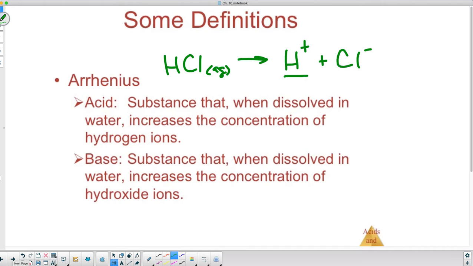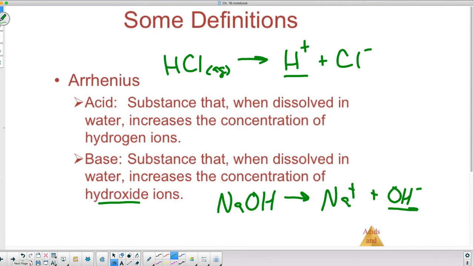The base is the same thing, except when it dissolves, it increases the concentration of hydroxide ions. Okay, so that would be similar to showing you this happening. And obviously, if that increases, then we have an Arrhenius base. So this is a very simple and very basic definition of an acid and a base. And it did not stand the test of time so well, so we moved on to what's called the Bronsted-Lowry.